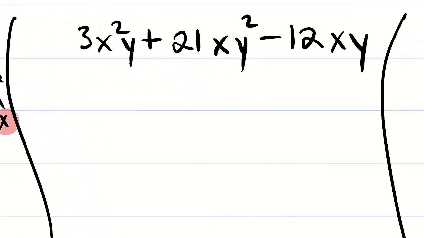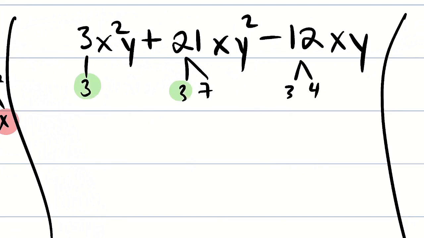Now let's look at this problem here. We have to look at every single term and then figure out what's the greatest common factor. Now, the greatest common factor will always be a factor of one of the lower numbers. So right here we have a 3, we have 3 times 7 is 21, and we have 3 times 4 is 12. So all of them have a 3 in common. So that's the greatest common factor of those. So that's going to be a 3.